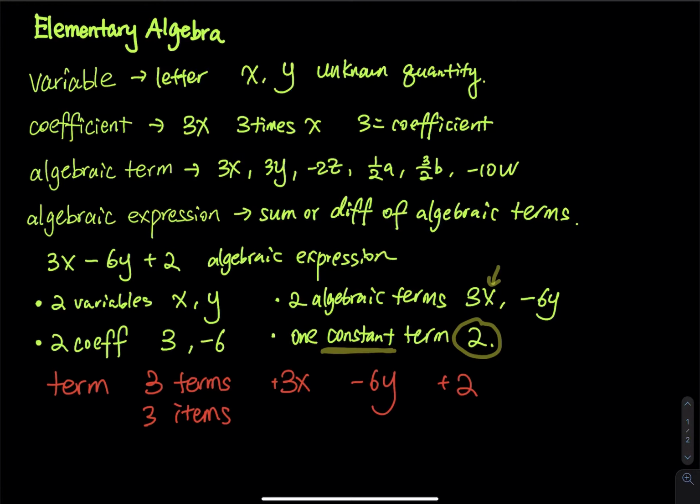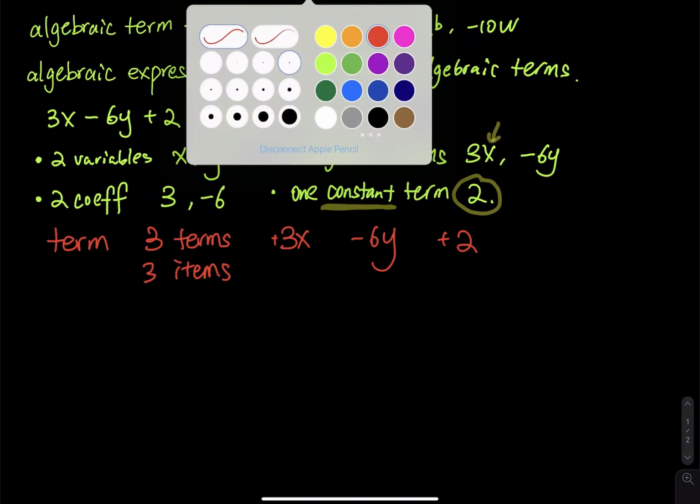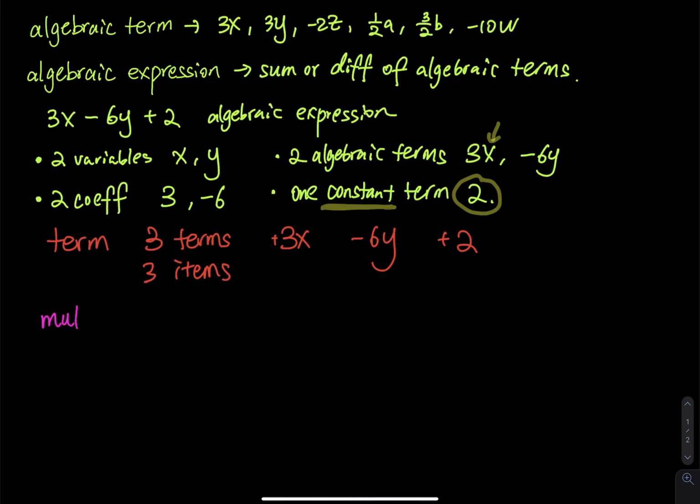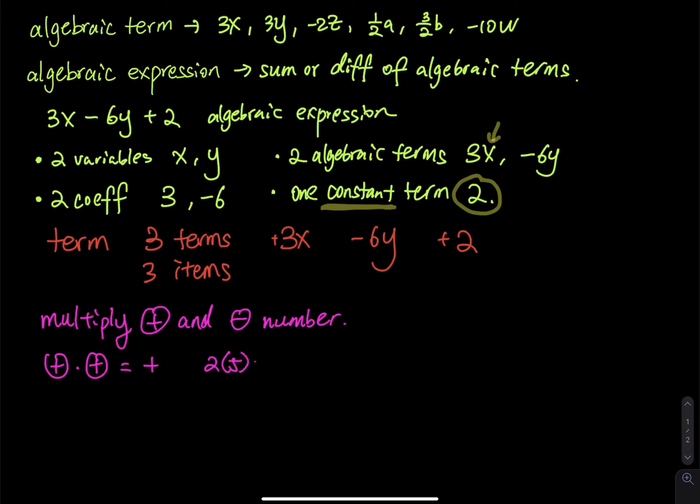And then one other thing that I would like to review is multiplying positive and negative numbers. Let's write it down. Multiply positive and negative numbers. Okay, the first rule, positive times positive equals positive. So let's say you have 2 times 5, you have positive, right? If you have a negative times positive, you get a negative. So you have negative 2 times positive 5, you get negative 10.